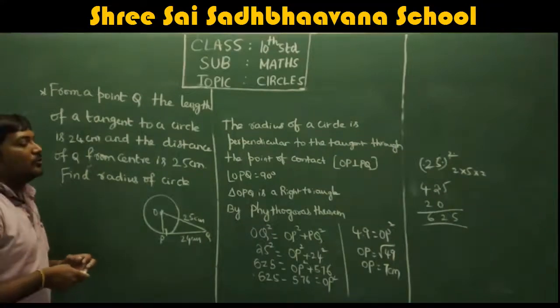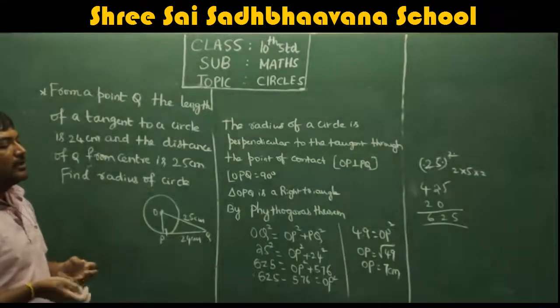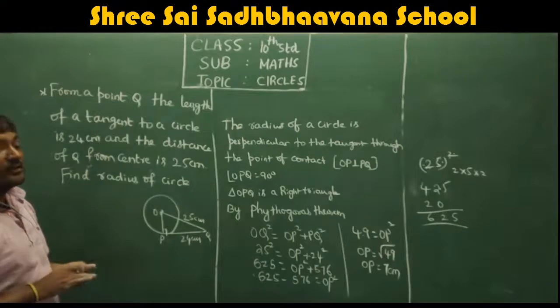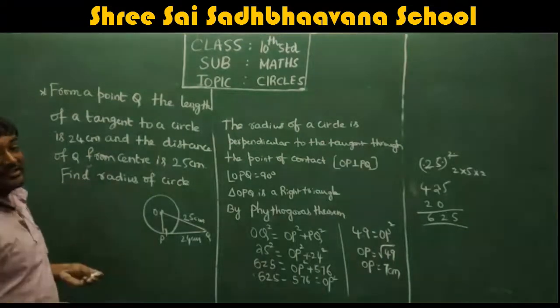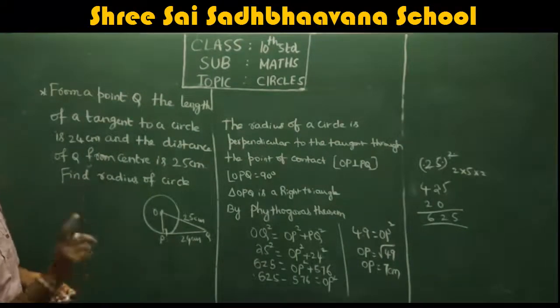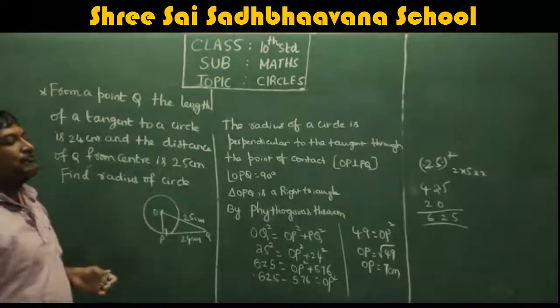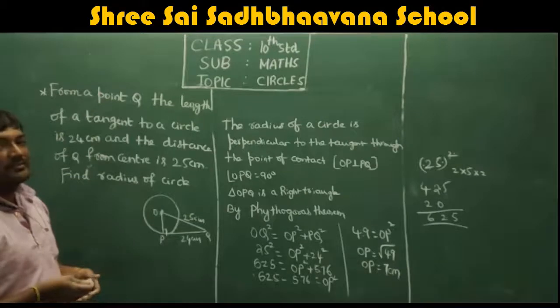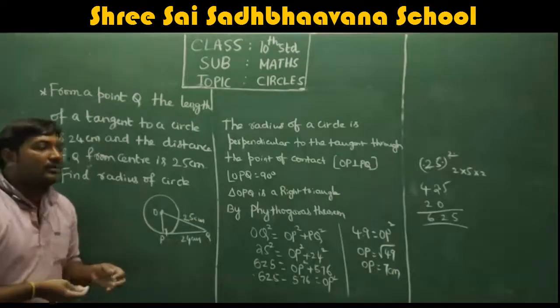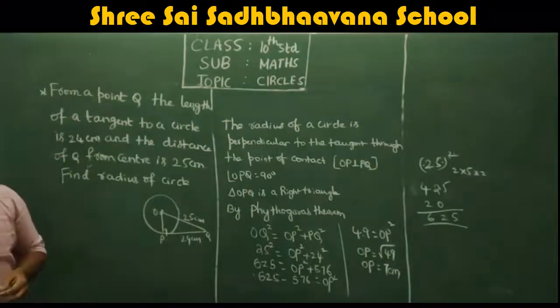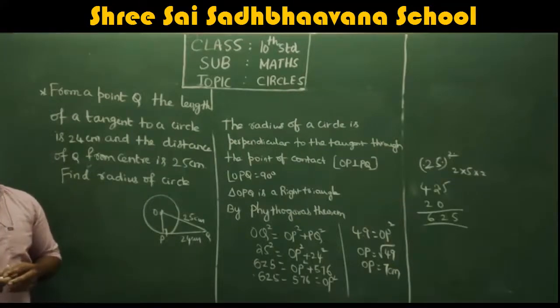So 625 is equal to OP square plus 576, and OP square is equal to 625 minus 576, which is 49. Square will become root when it goes to the RHS. So OP is equal to root of 49. So OP is equal to 7 centimeters. So 7 centimeters is the answer. I hope you understood. Okay, thank you.